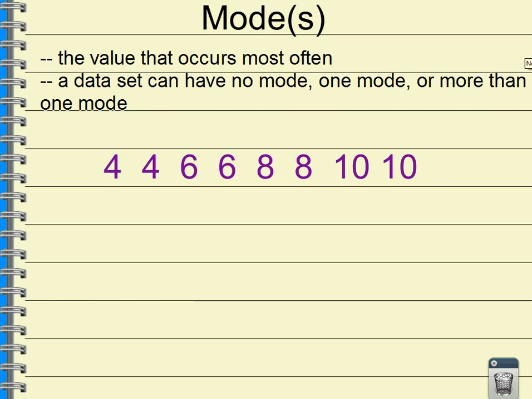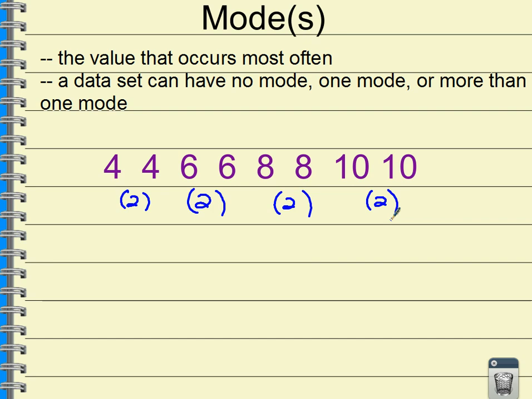All right, the last one. Now, here's a situation where I have the 4 occurring twice, the 6 occurring twice, the 8 occurring twice, and the 10 occurring twice, which means there isn't a number on this list that occurs more times than the others. They all occur the same amount of times. In this case, it's 2 times.